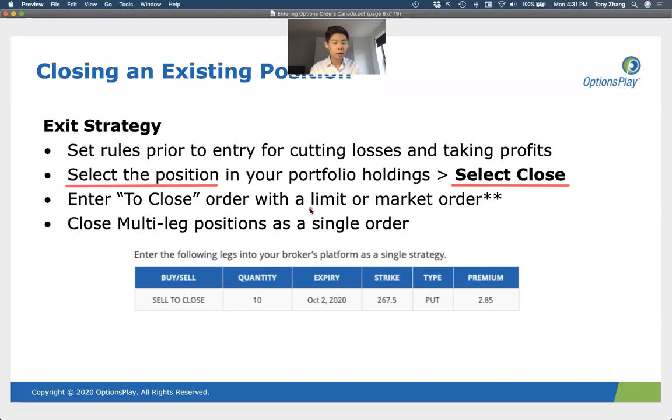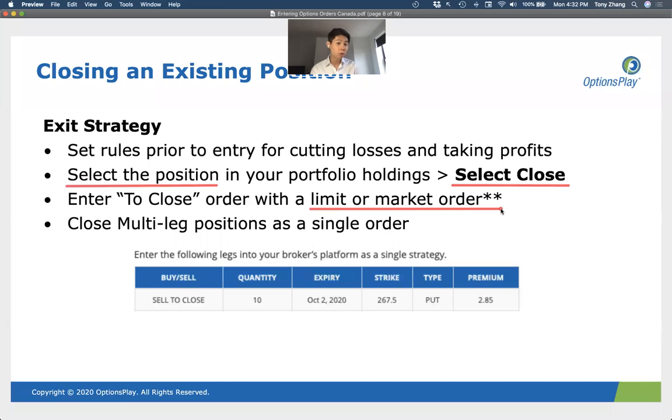And just like an open position, you can either select a limit order or a market order. A limit order specifies a specific price that you want to be filled at or better. A market order will get you out at whatever the current market price is, regardless of what price you get. It'll guarantee execution, but it does not guarantee price.